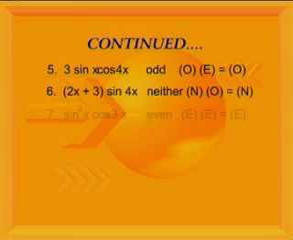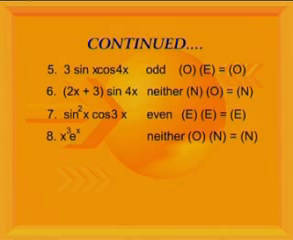Seventh, sine square x plus cos 3x. Sine square x is an even function. You remember that the square makes everything positive; if you substitute a negative, the square of a negative is positive. So the square of sine x is an even function, and cos 3x is also an even function, so even into even is even, so the result is even.